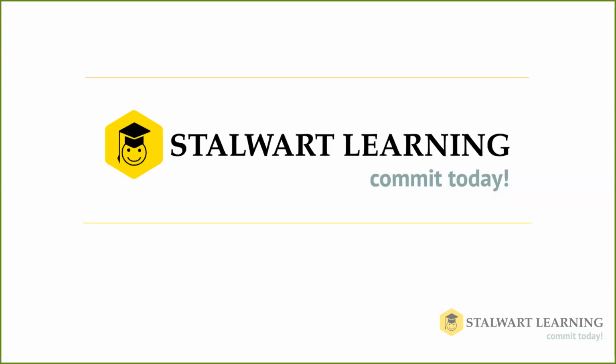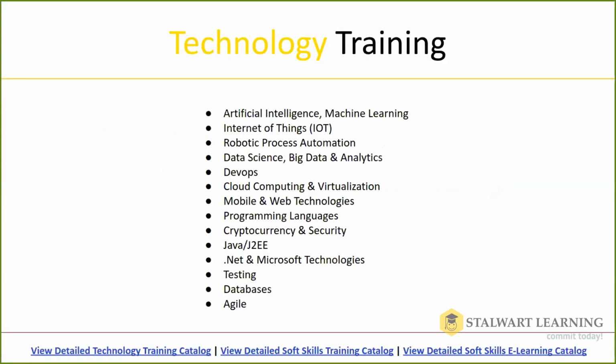We are called Stalwart Learning. We are basically a corporate training provider for various organizations across India and abroad, and deliver training programs in both technology as well as soft skills areas. In technology, our expertise includes artificial intelligence, machine learning, robotic process automation, data sciences, DevOps, cloud computing, big data, Java J2EE technologies, .NET, Agile, you name it. And we are definitely there in terms of technology training programs.